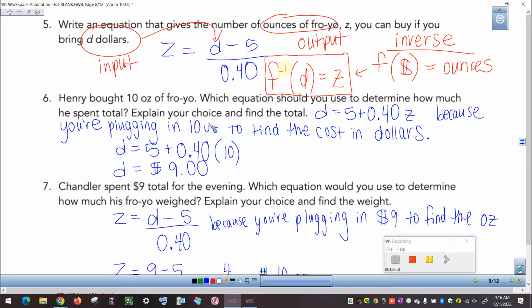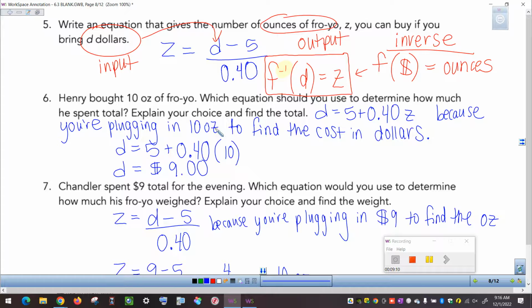All right, so let's try to write here. Oh, here we go. Sorry. The top of that sentence, some of the words got cut off. Okay, so let's look at what it's saying here in number 6. So it says Henry bought 10 ounces of froyo, and we want to think about what equation we should use to determine how much money he spent.